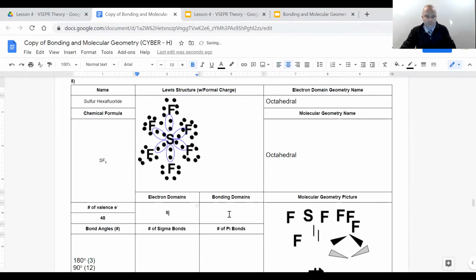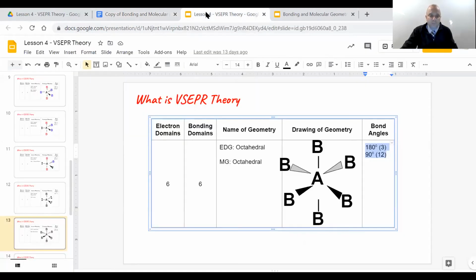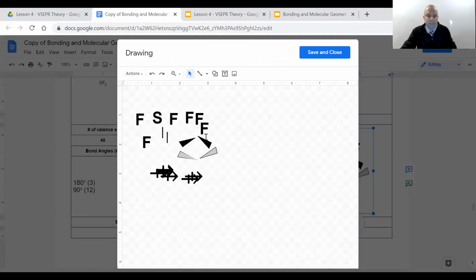So for electron domains and bonding domains, we have 6 of each. And again, I'm going to try and make this picture look as much like this picture as possible. So we're going to put our sulfur atom in the center. Then I'm going to use these lines to kind of guide the rest of them. So we're going to have something straight up. We're going to have something straight down.